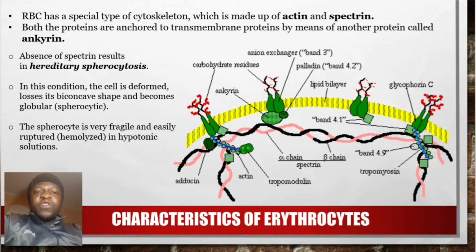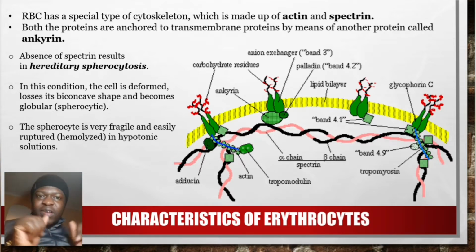The absence of spectrin results in hereditary spherocytosis. In this condition, the cell is deformed and loses its biconcave shape and becomes globular or spherocytic, like a sphere. The spherocyte is very fragile and is easily ruptured or hemolyzed in hypotonic solutions.